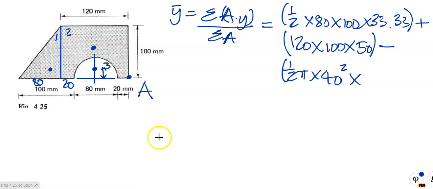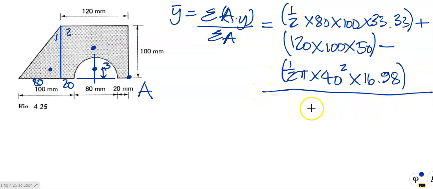I'm going to pause quickly and work it out. The y distance from the centroid to the line we're taking moments about is given by 4 times 40 over 3 pi, and I get 16.98 millimeters. So it's 16.98. There's no more, so it's all of that over the total area.